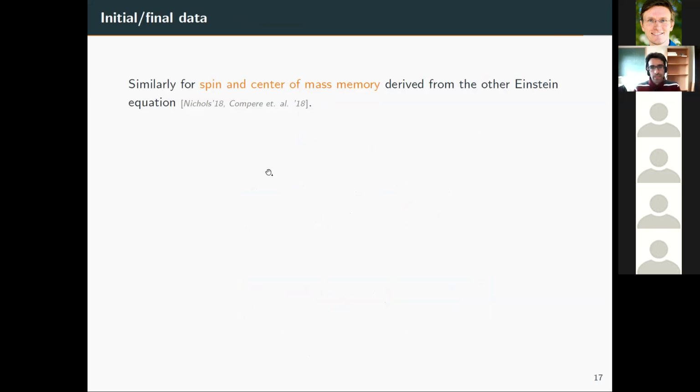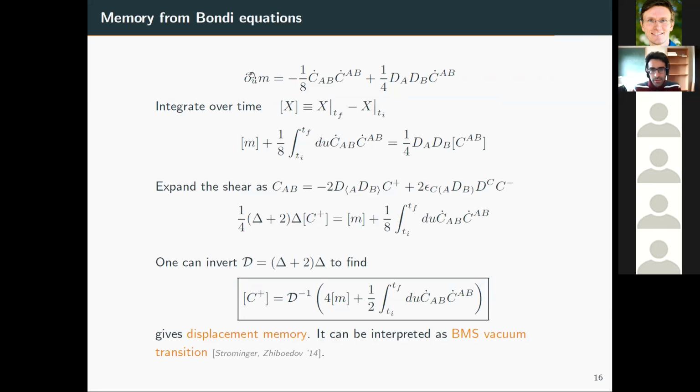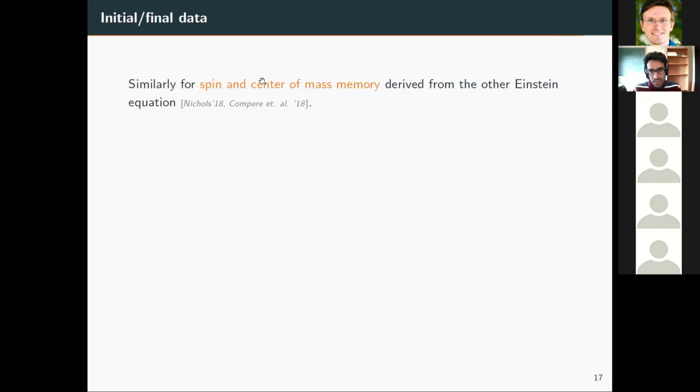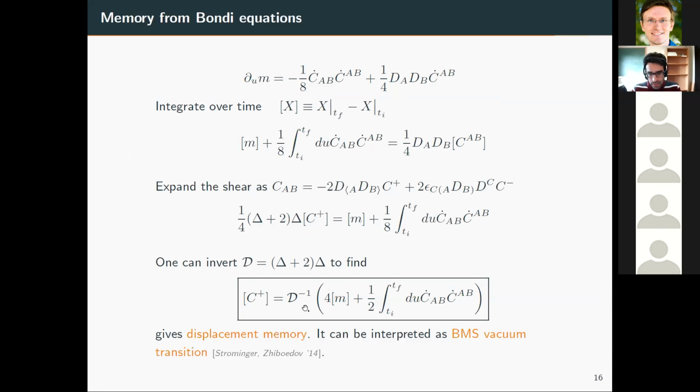You can similarly start from the other equation. This is the equation for the mass aspect; you can also start from the equation for the angular momentum aspect. And as I think Nichols showed first, you can derive two other sets of memory effects called the spin and center of mass memory effects. To implement these equations, you also need to know the initial and final values of the mass aspect or angular momentum aspect.